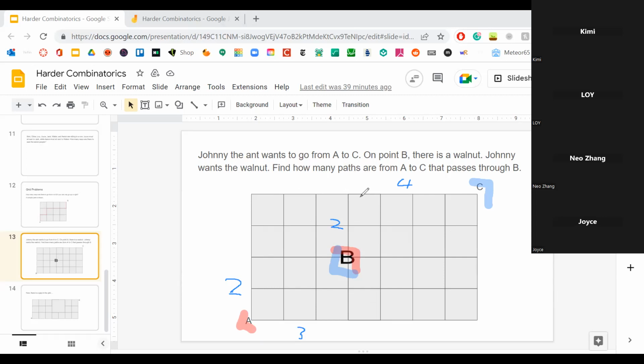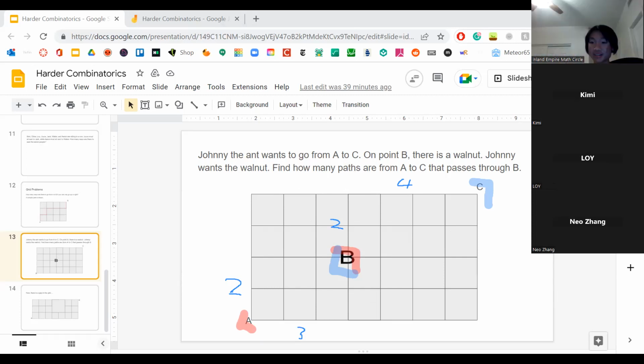All right, so can you guys try to solve this one? Anyone else have an idea of how to solve this? Well, we've already broken the problem down, right? So let's figure this out. How many ways do we have to go from A to B?